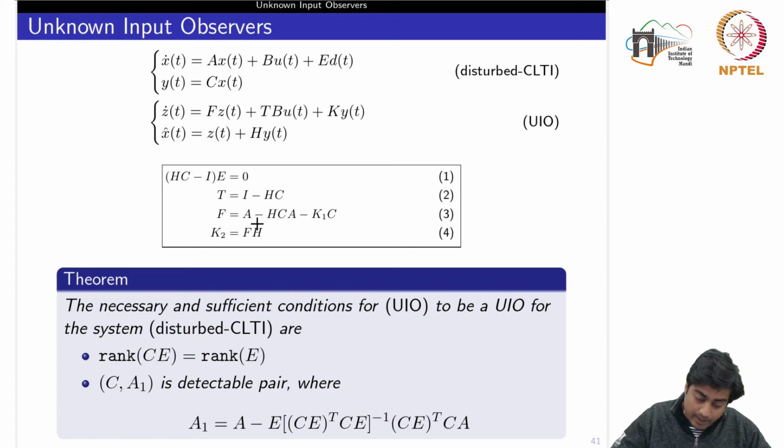So this is the main result for the unknown input observer: the necessary and sufficient conditions for this UIO to be an unknown input observer for this system are that the rank condition is satisfied, of which we have seen the importance already, and the pair (C, A1) is detectable, where A1 is basically A minus HCA.